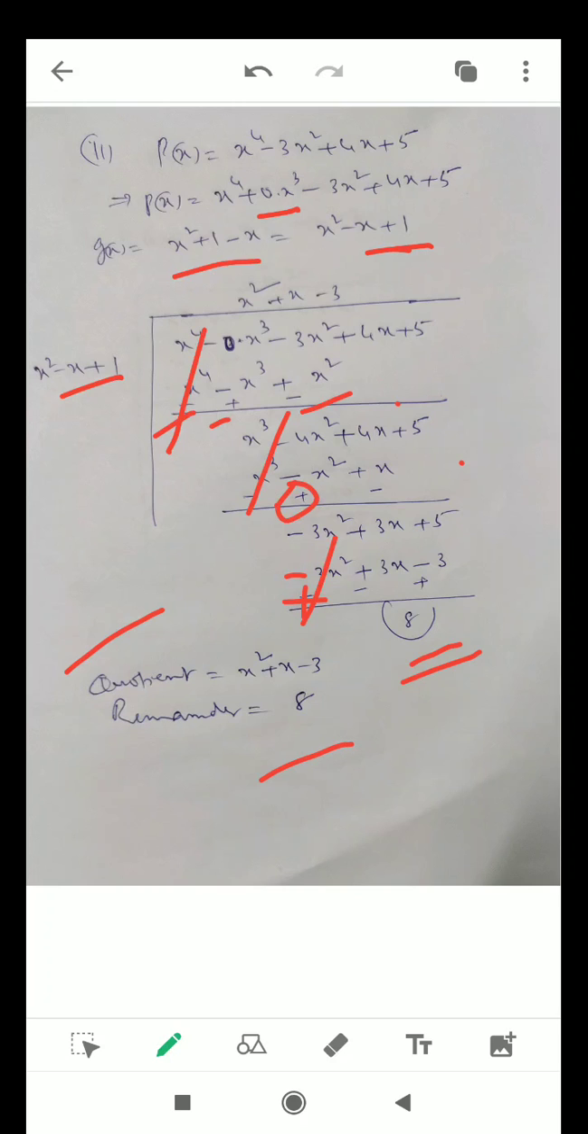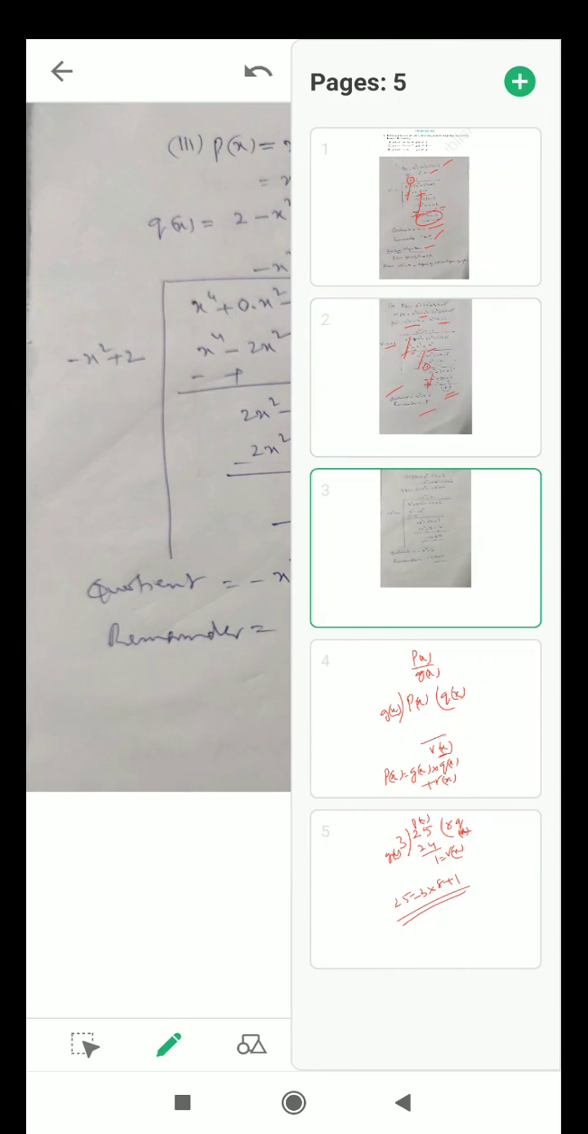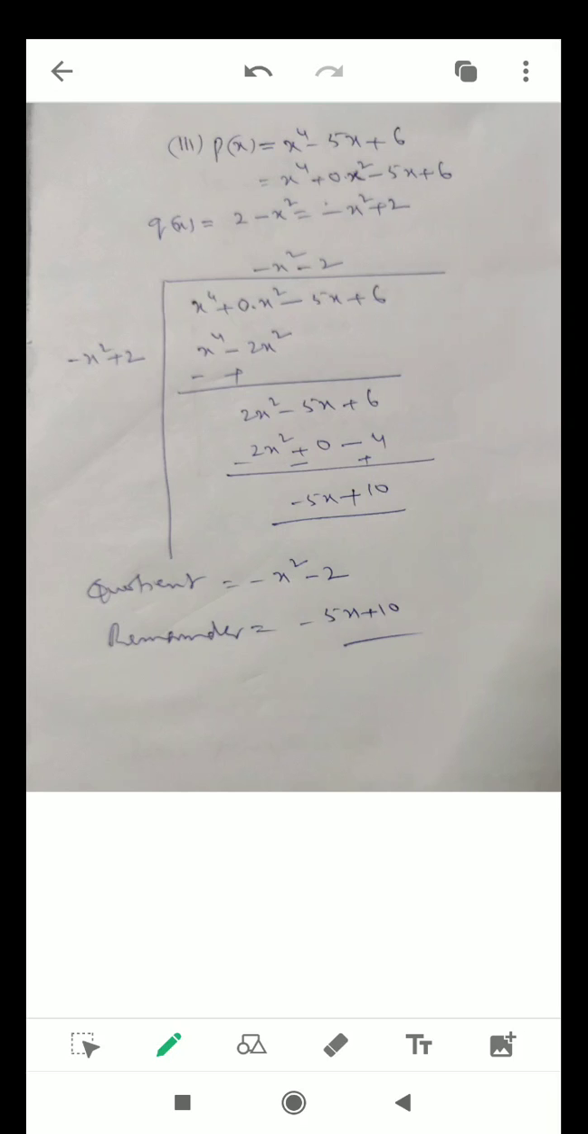Okay, the third problem is p of x equals x power 4 minus 5x plus 6, that I have rewritten as x power 4 plus 0 into x square minus 5x plus 6. Because the x cube term is not required, therefore I have not written it. Why it is not required, I will show here. This is 2 minus x square, I have just changed it and written it as minus x square plus 2.